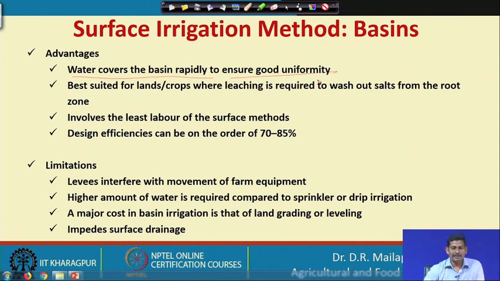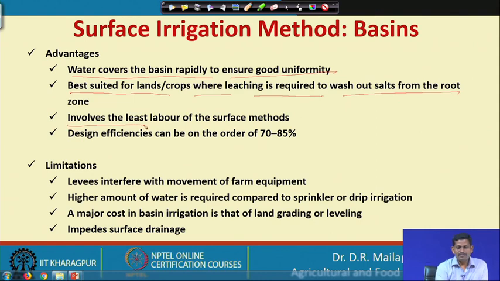So, this is an added advantage. Since it is a rectangular piece of land with a mild slope, water immediately enters through the basin and covers the entire field and infiltrates down. This is also best suited for crops where leaching is required to wash out salts in the root zone. If there are salts inside the field, since there is standing water on top, the salts are going to leach down.